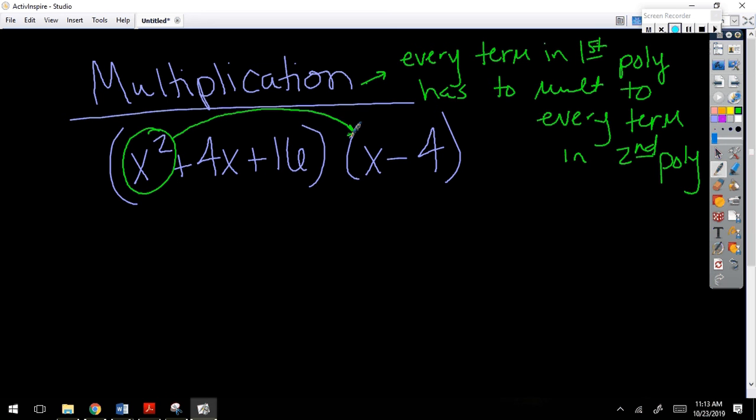X squared times x is what, Connor? It is x to the third. X squared times negative 4. Negative 4x.